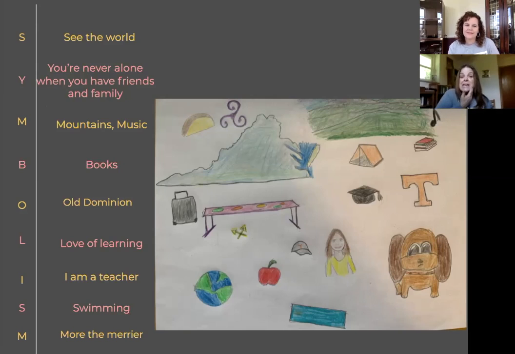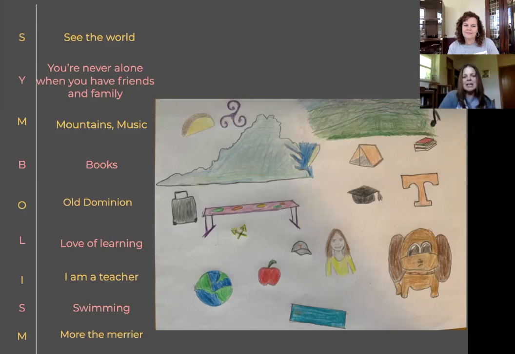Next I have mountains and music because music is a big part of my life. And the mountains, especially the Smokies, are just my favorite place to go. I also then chose books, which you have right underneath the mountains over there, because I like to read as much as I possibly can. The O is for Old Dominion, and that's because I'm from Virginia, and Old Dominion is the nickname for Virginia. And it's where I grew up, and it's very much part of my home.